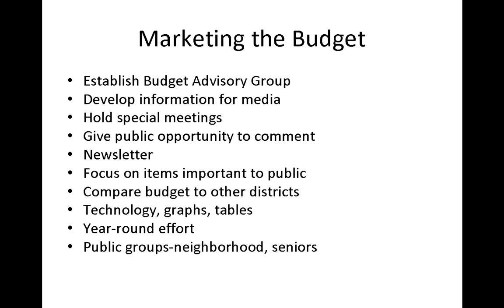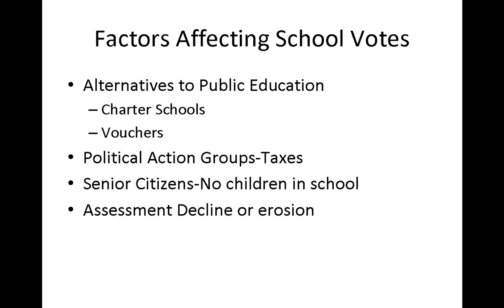Compare the budget to other districts. Now, you have to be very careful in this. Typically, it's probably not a good idea to name other districts, but you can certainly say, other districts on average have budget amounts going up by X number of dollars. Ours is going up less. I've seen some districts that actually name other districts. If you start that, just be prepared that when it's to their advantage, they may name you. And use the technology and the graphs and tables. It is a year-round effort, and involve as many groups as you possibly can.